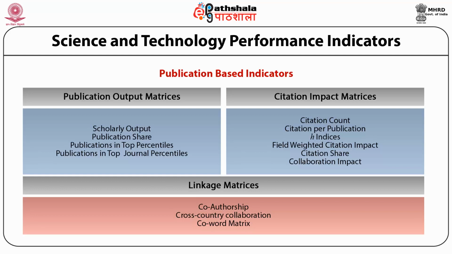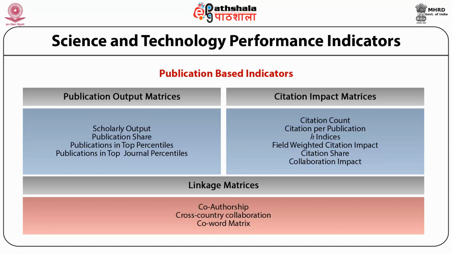As citations differ field-wise, some fields like biology, genomics, and medicine have high citations, and other fields like mathematics and astronomy have low citations. So we use field weighted citation impact to normalize the field so that a proper citation impact can be derived.